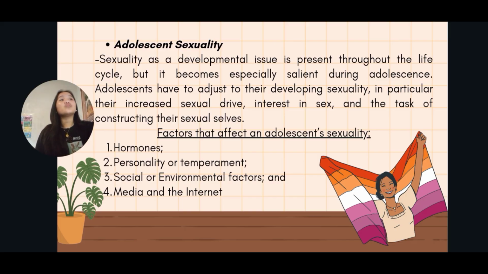Last one is media and the internet. Teens often learn about sex or relationship ideas from TV, movies, social media, and online content, sometimes accurate, but mostly not. On social media there are posts of couples, and you watching see them smiling, the two of them, and then even a third.